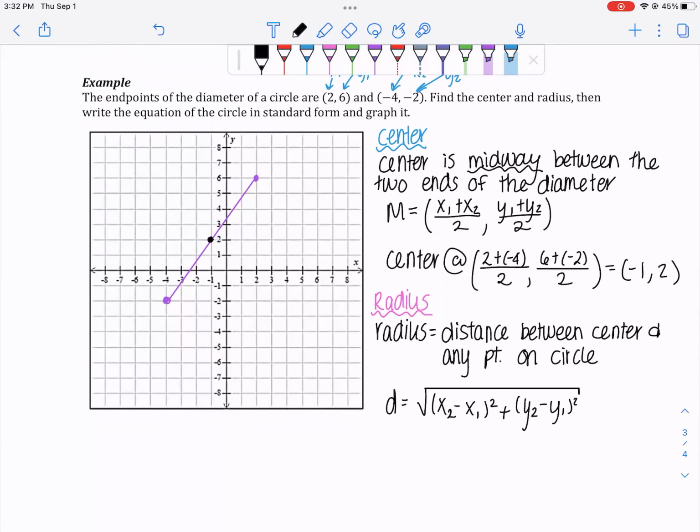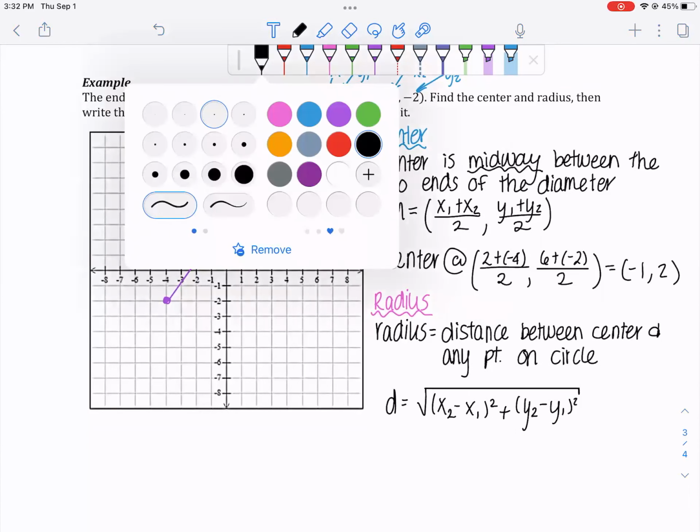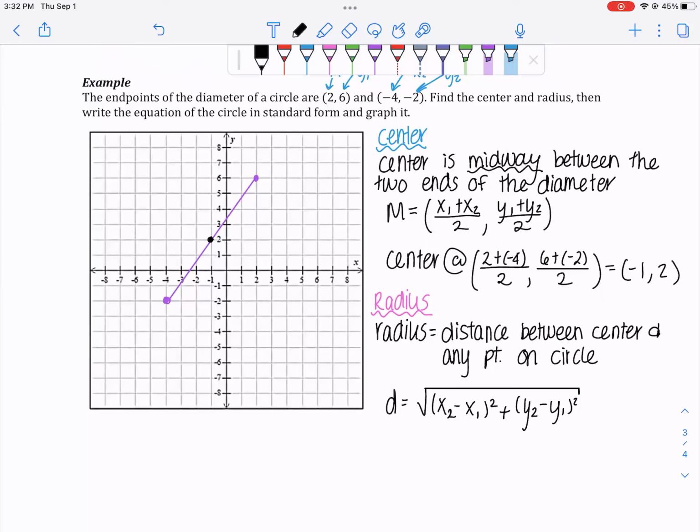So let's look at the points we have. We have the center at (-1, 2). I'm going to choose this 2, 6 point, just because it's easier to work with positive numbers than it is to work with negatives. So that's the one I'm going to choose. So the other point is (2, 6).